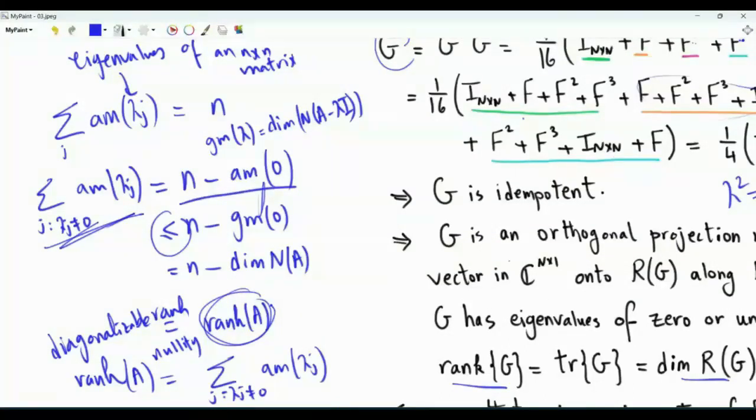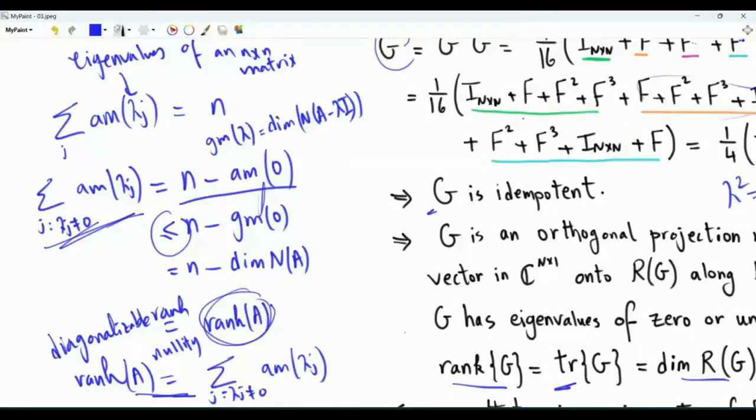Let's apply this idea here. G is a projection matrix. Matrix G has eigenvalues that are 0 or 1. And according to this rule here, the rank of G, the dimension of its range, is the algebraic multiplicity of the eigenvalue 1. We need to count how many times the eigenvalue 1 appears when we take the characteristic polynomial of G and equate it to 0.